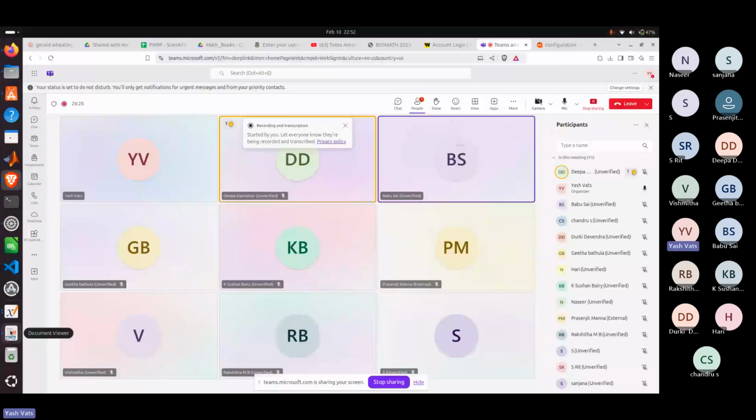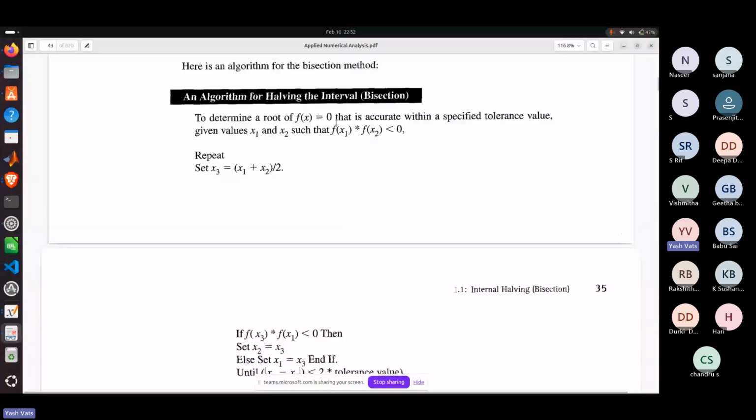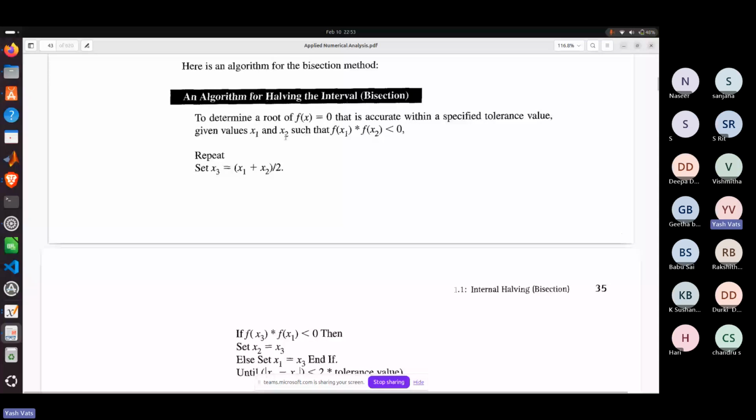If you have a complicated function f and you have to solve the equation f of x equals 0, then the first common method is the bisection method. The name implies bisection: bi means you reduce the interval into half and then do the same process. You start with any random values x1 and x2 and set x3 equal to (x1 plus x2) by 2, an average of the two values.